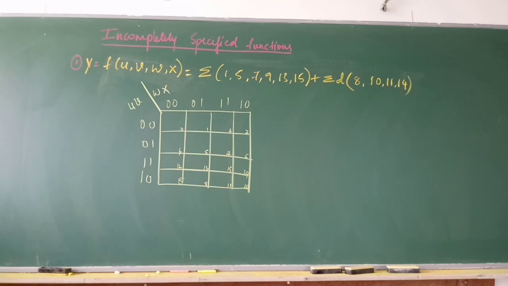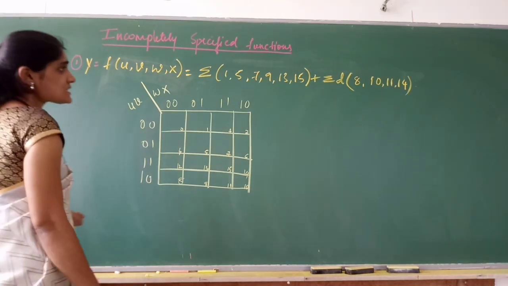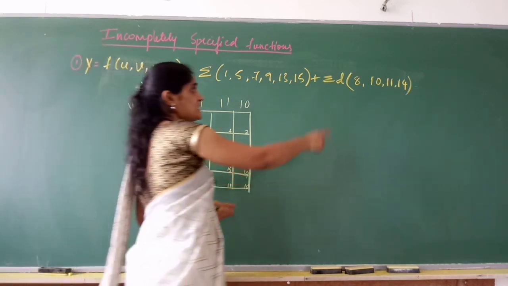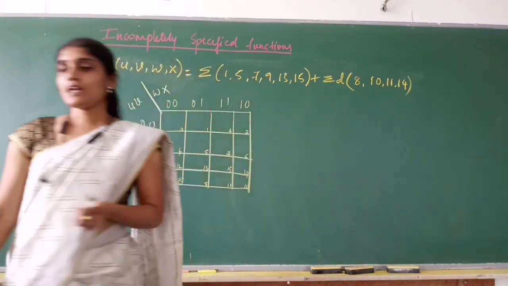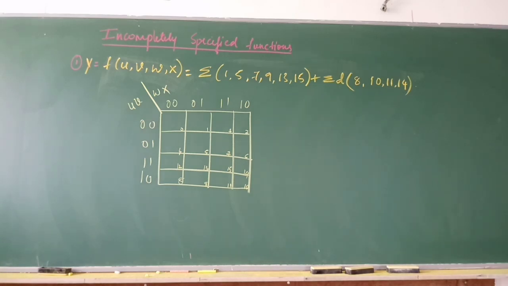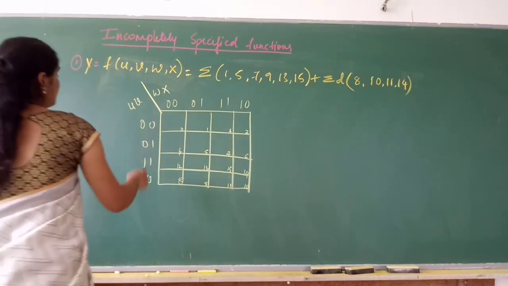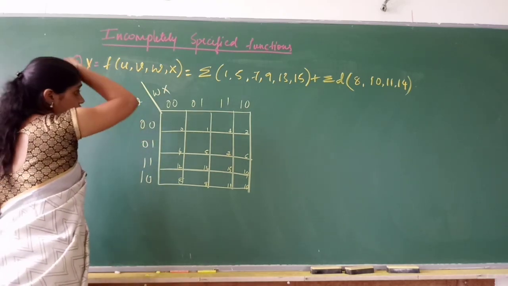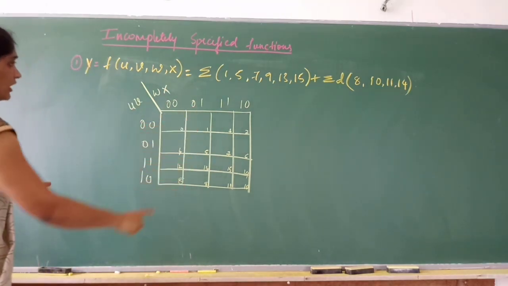So we have the next problem, that is f of u v w x is equal to summation 1, 5, 7, 9, 13, 15 plus summation d. D means don't care, 8, 10, 11, 14. So 8, 10, 11, 14. Yeah, it's visible. So now, again 4 variables. So I have written the K-map. I have kept the K-map ready.